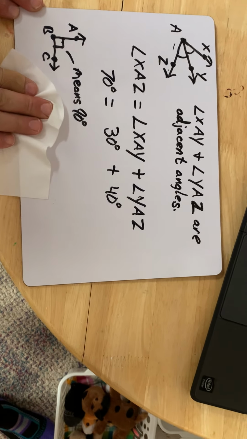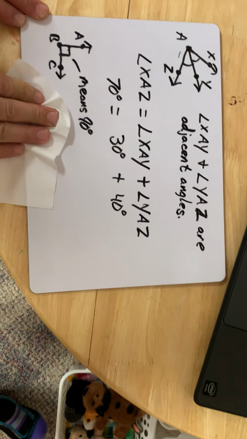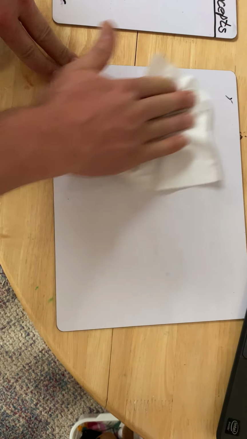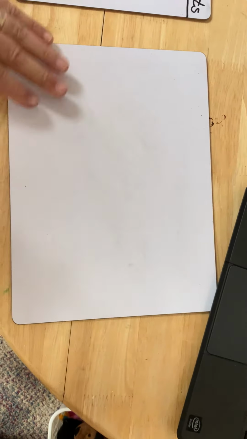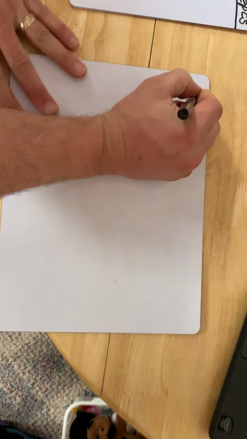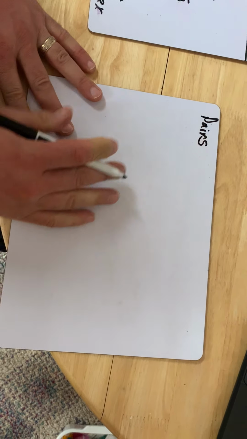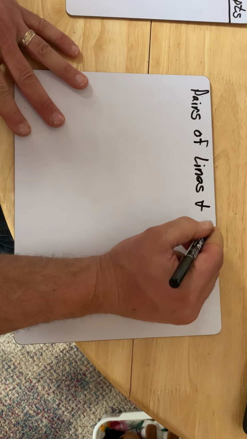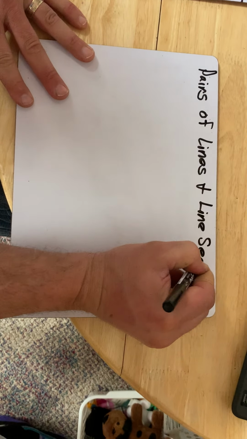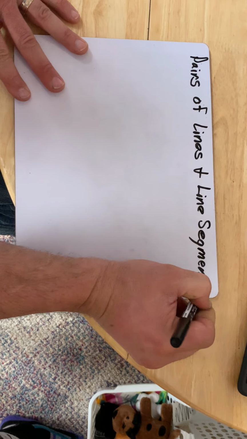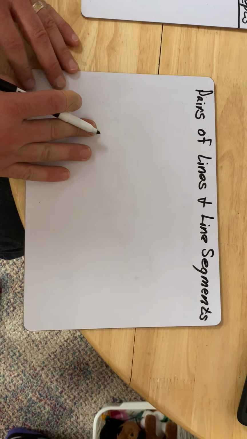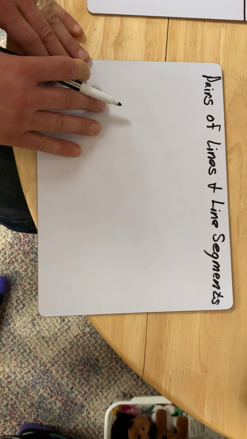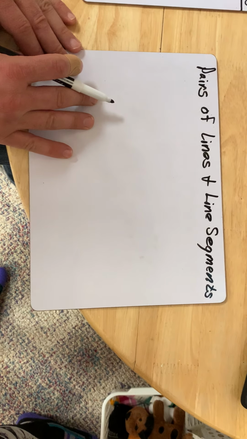Now I want to move into some pairs of lines, okay? So I'm going to erase this just so I have some space on the whiteboard. All right, we're going to go back to lines, or even line segments for that matter, and we're going to do some pairs of lines and line segments. Basically, it's this simple. If you take two lines or line segments, they're going to do one of two things. They are either going to intersect or they're not going to intersect.